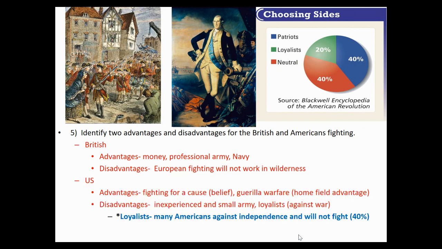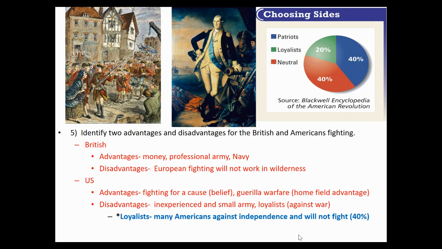Now, for the Americans, our advantage is that the Americans are fighting for a cause or a belief. The British are there because they're being told to be there. The Americans are fighting to get their freedom. Also, guerrilla warfare, home field advantage. When you fight guerrilla warfare, you use hit and run tactics. The only time you attack is when you have the advantage. You fight not to die, you fight to live.